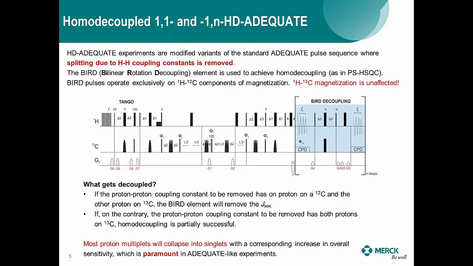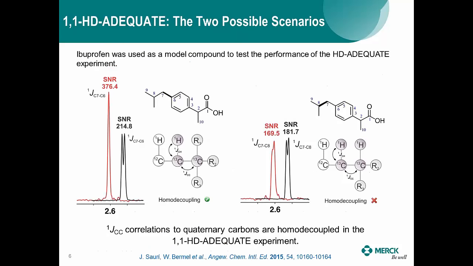So as you will see, in the 1,1-ADEQUATE and the 1,n-ADEQUATE, when we use the homodecoupling, most of the multiplets will collapse into singlets, and this is very important in ADEQUATE experiments because we are improving the sensitivity, which is paramount in these experiments. So here I'm just showing these two possible scenarios. First of all, I want to show results for the 1,1 HD-ADEQUATE. So we are looking at correlations between carbons separated by one bond. Here we used ibuprofen as a model compound to develop this experiment.